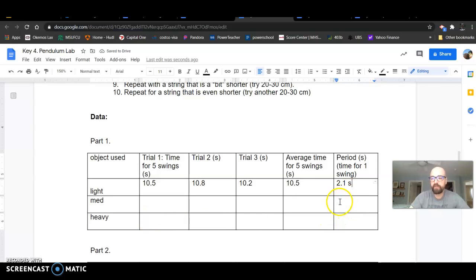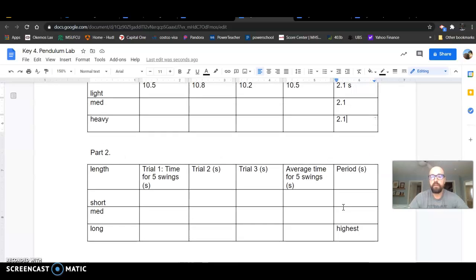And what you should have found is that roughly these were the same. So the mass should not have affected the period, which is counter to what a lot of people think. They thought the heavier one would swing faster, or some people thought the heavier one would swing slower.